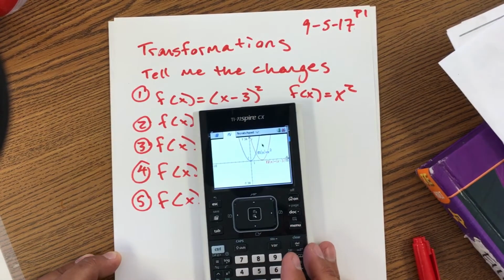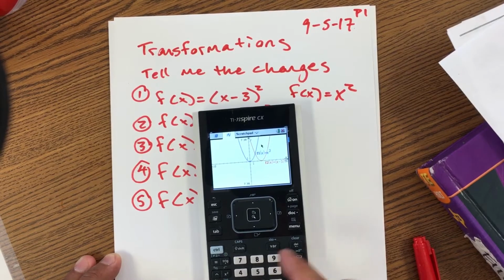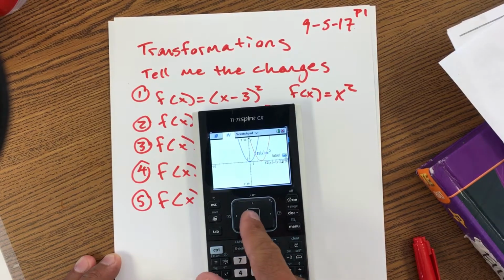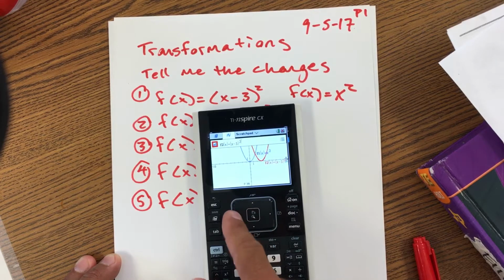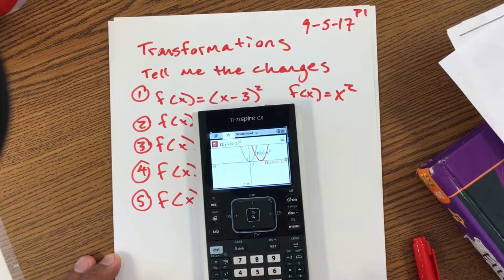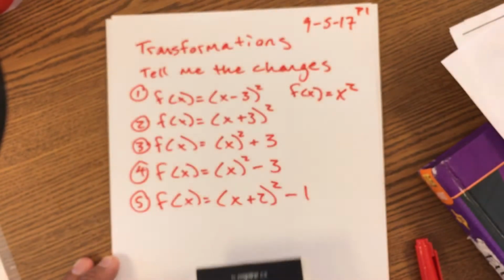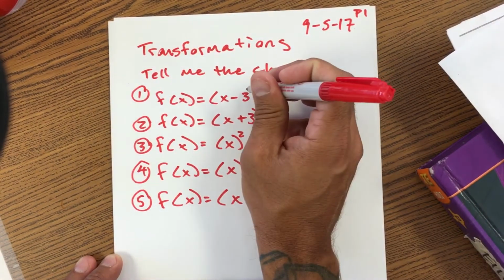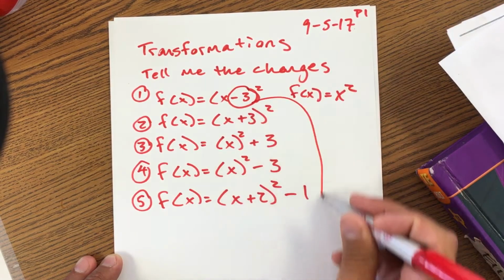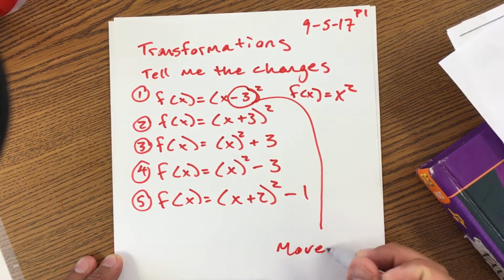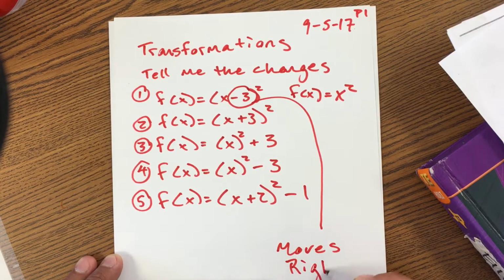So I want to check if that would be the same every single time. So I'm going to change this function to x minus 2, and see if it moved over 2. And so now it's 2 to the right. So I'm going to make a rule based off of this. I'm going to say whatever this is, that's how much it moves. The graph moves right blank many. So on this one, it moves to the right 3.